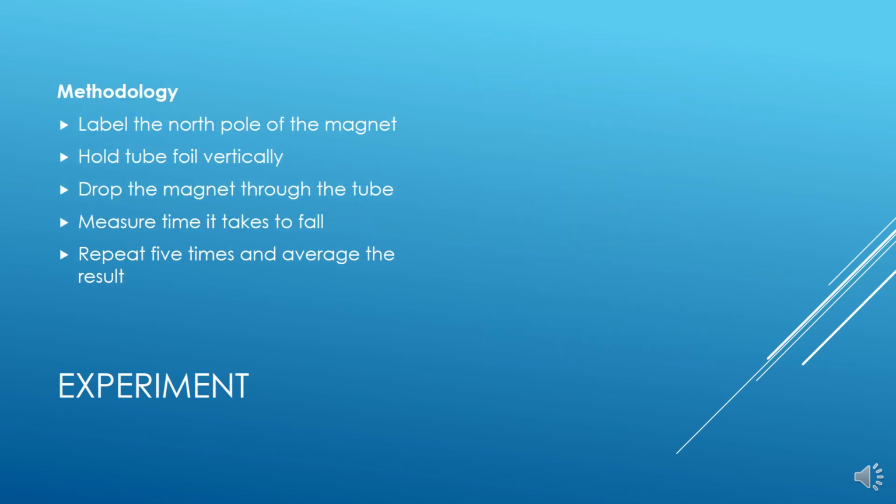The methodology for this experiment is defined below. Firstly, the north pole of the magnet is labeled. Second, the tube is held vertically. Third, the magnet is dropped through the tube. Fourth, the time it takes to fall is measured and recorded. And finally, the previous steps are repeated 5 times, and the average of the fall time is taken to ensure clear and sound results.